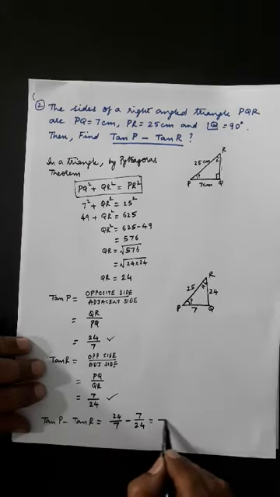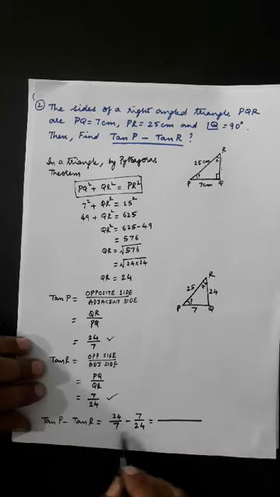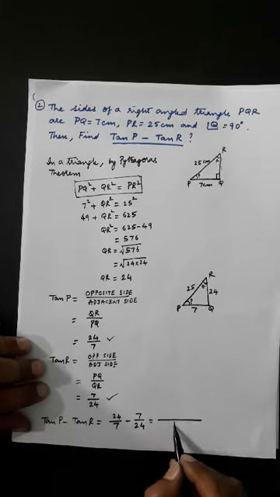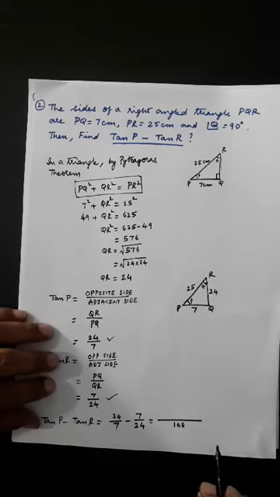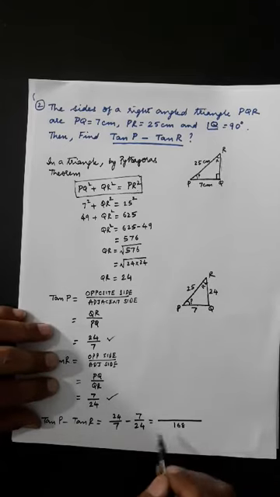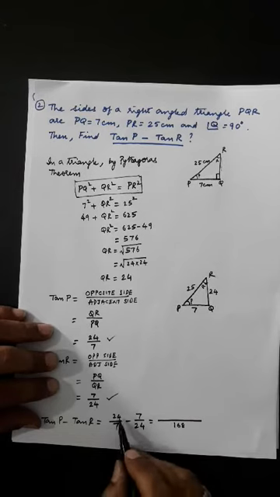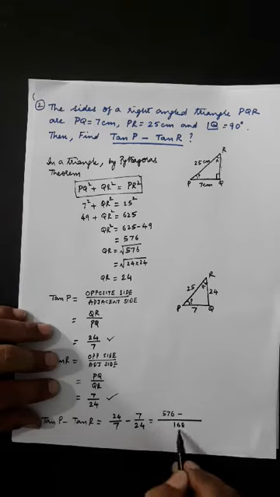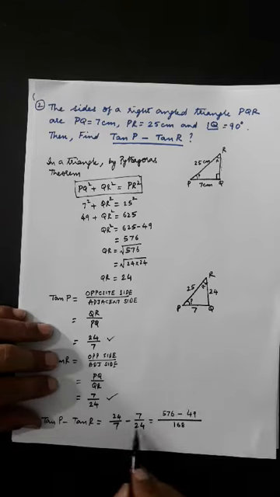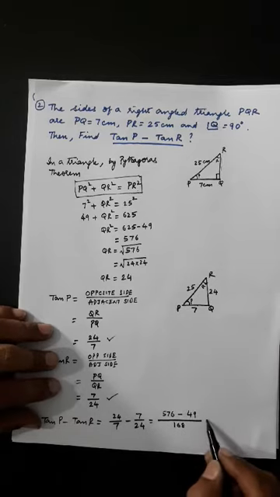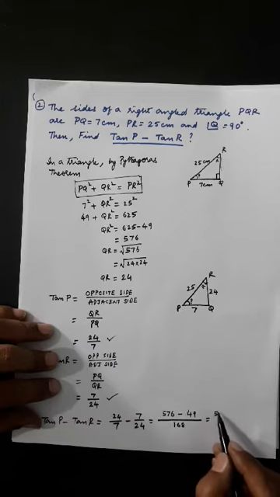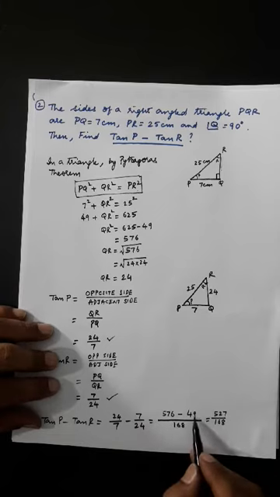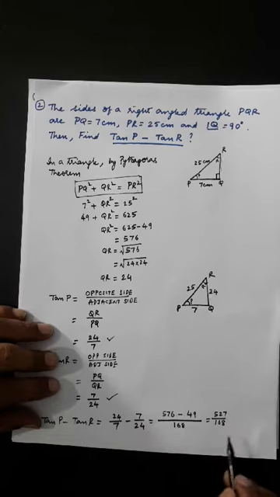Here, if we take the LCM of 7 and 24, it is 168. 7 into 24 is 168. So if 7 goes, 24 will be there. 24 into 24 is 576 minus 7 into 7 is 49. I am taking the LCM for these two and writing the numerator values. So we got 527 by 168. 576 minus 49 is 527, divided by 168. So this is the answer.